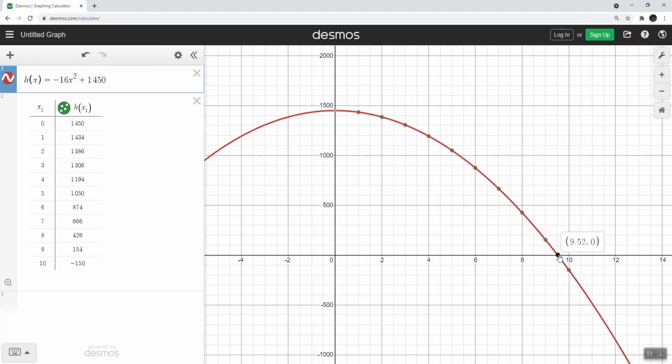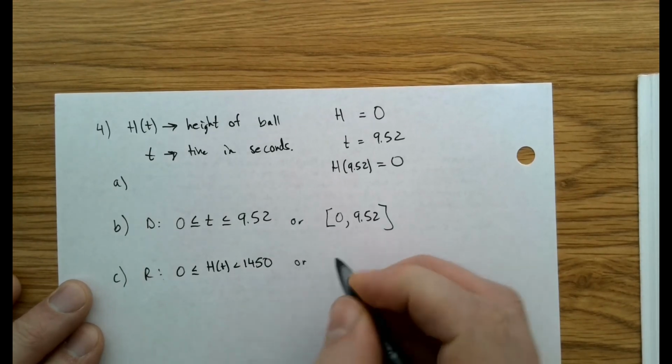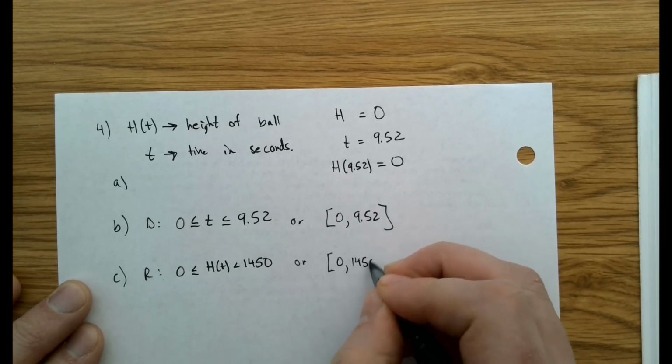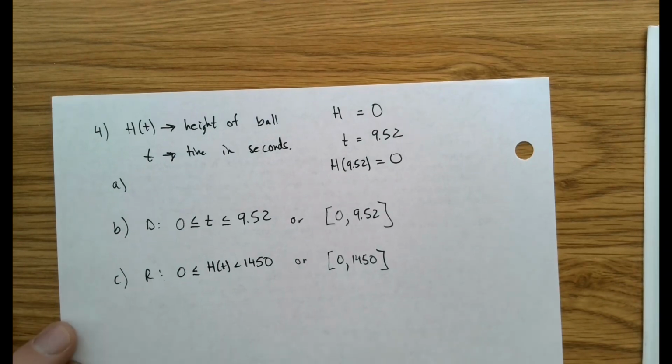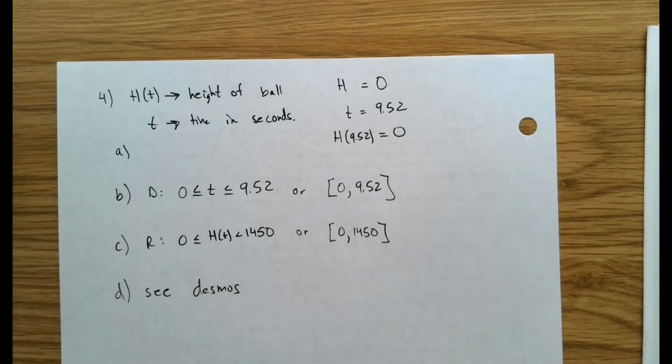But when we're talking about practical domains, anything below 0 doesn't make sense. It would be underneath the ground. Yeah, we're just reaching to try to make up something for that. So that practical range, in interval notation, we would write it again as bracket 0, 1450. You'll just have to watch for which version of this MyMathLab wants it in. And then D says, let's take a look at the graph, and I'm just going to say here, see Desmos. Don't draw things by hand when you can let Desmos do the thing for you.